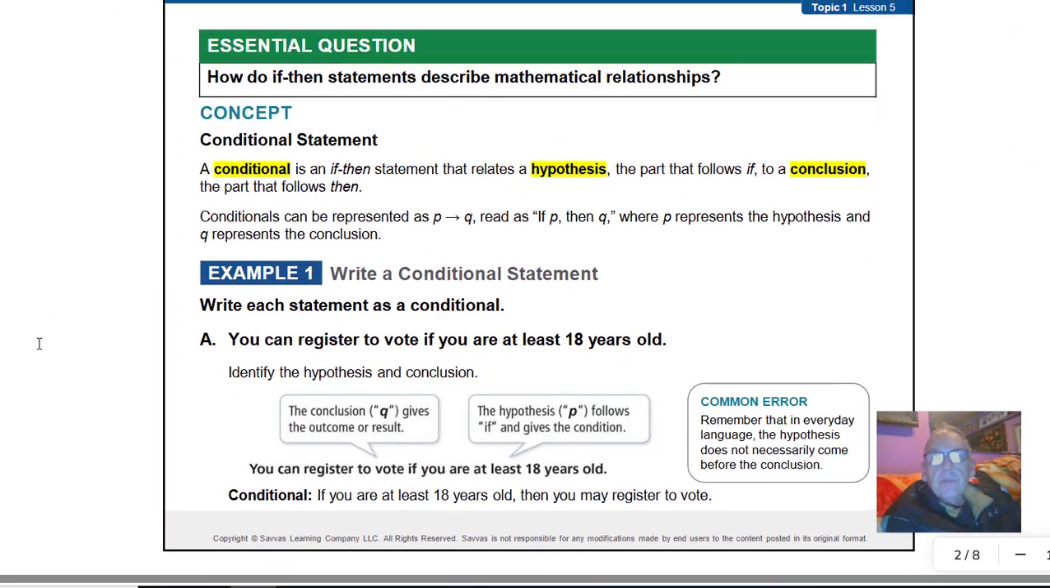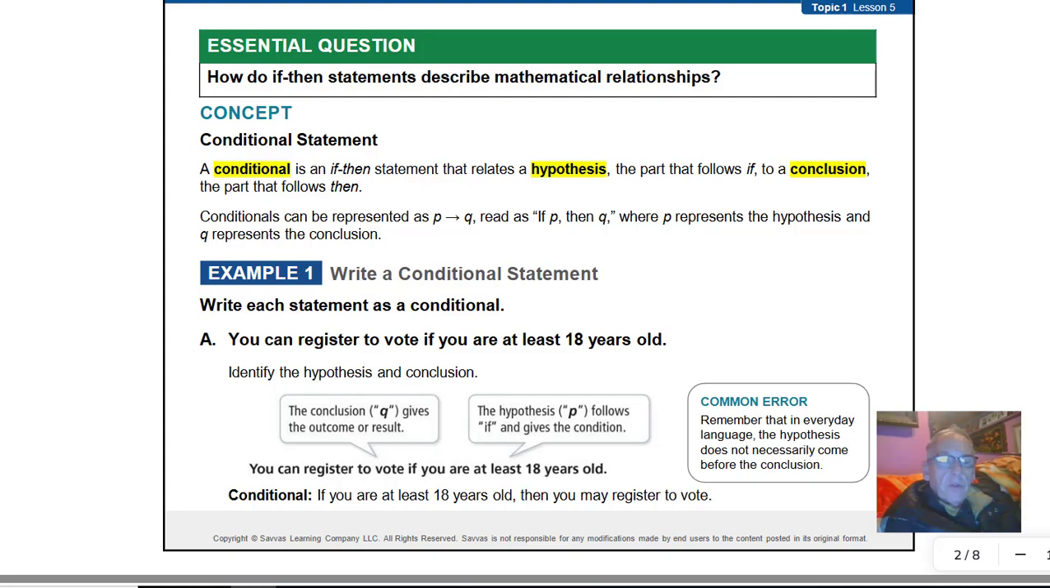Our essential question: how do if-then statements describe mathematical relationships? The if sets up a condition that needs to be true, and assuming that it's true, does the result necessarily follow? With mathematics, we can have a certain set of given starting facts, and from those facts, can we reason to a conclusion that is the then part of the statement, or can we come up with a counterexample?